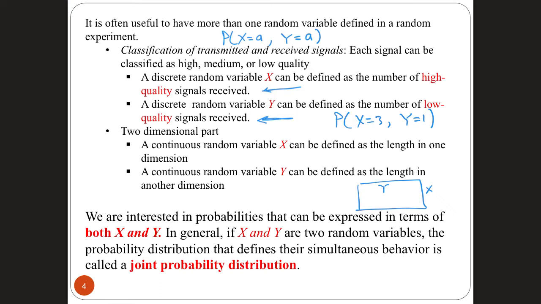So in general, we are dealing with the cases where we are interested in probabilities that can be expressed in two random variables, x and y, which indicates the probability that x takes some value x and y takes some value y. We call that the joint probability that x is equal to some value x and y is equal to some value y. If this is discrete, we call this the joint probability mass function. If this is continuous, we call this the joint probability density function.